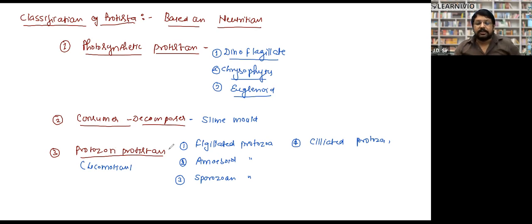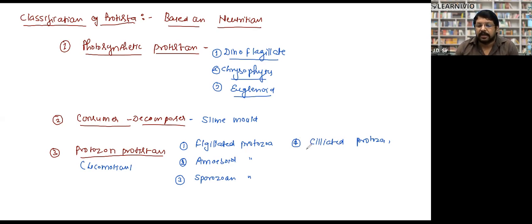Protozoan Protista have four subcategories. We have divided these Protozoa into four categories on the basis of locomotion. First are Flagellated Protozoa; they move with the help of flagella. Second are Amoeboid Protozoa, which look like amoeba. Third are Sporozoans; they do not have any locomotory organ. And the fourth are Ciliated Protozoa; they have cilia for locomotion. So this is the classification of Protozoa. Clear? Take the screenshot.